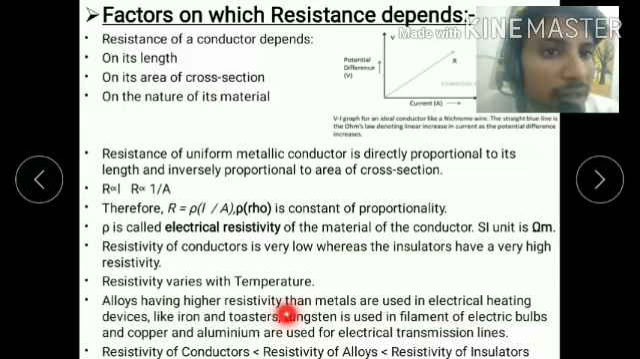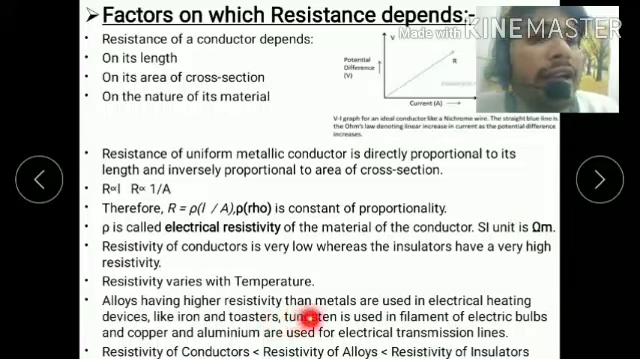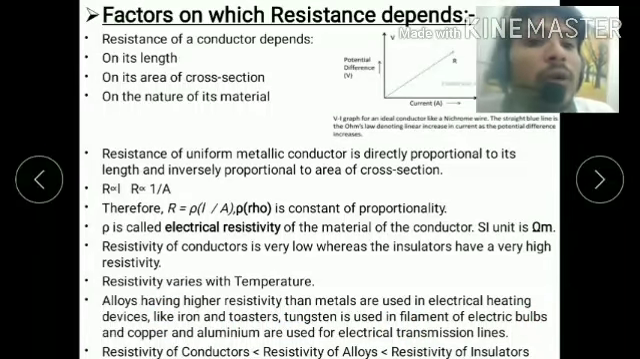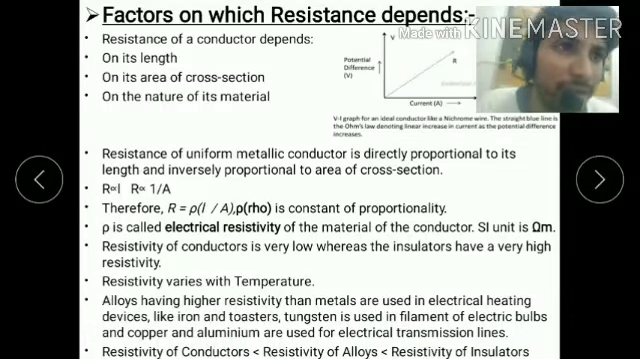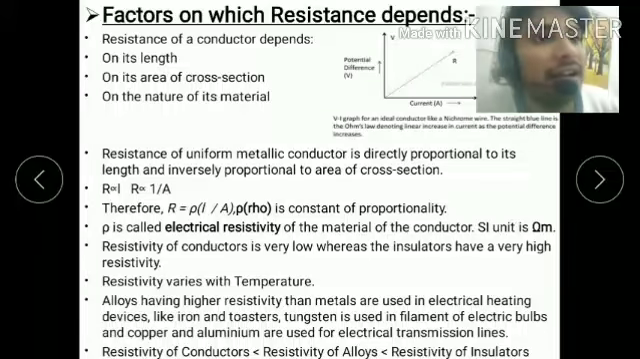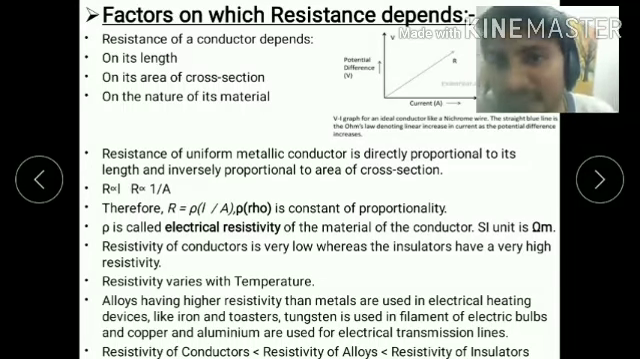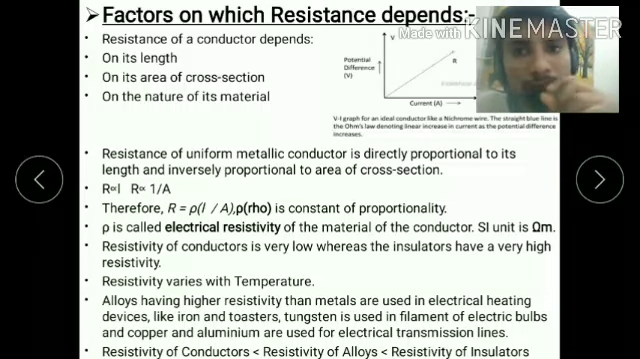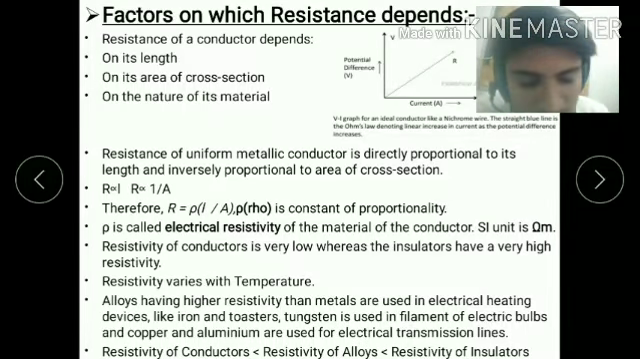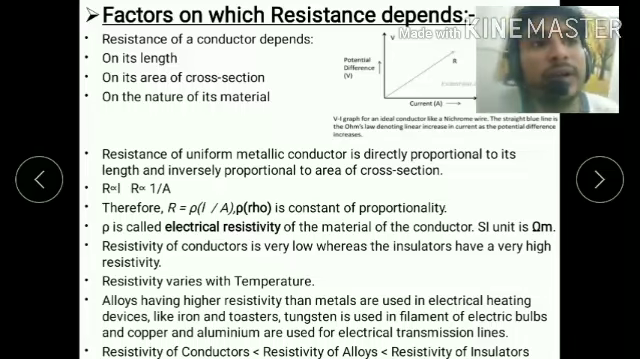Alloys having higher resistivity than metals are used in electrical heating devices like iron or toaster. Tungsten is used for the filament of an electric bulb, and copper and aluminum are used for electric transmission lines. Because when resistivity increases, resistance also increases, then the heating effect of current also increases. What is resistance? Resistance prevents the flow of current. Okay, it prevents the flow of current. That's why the heating effect of current increases.